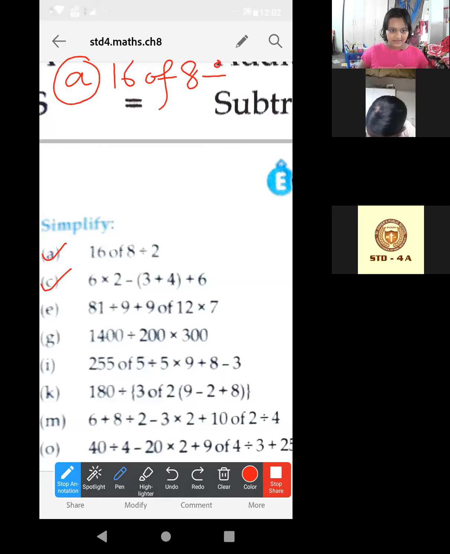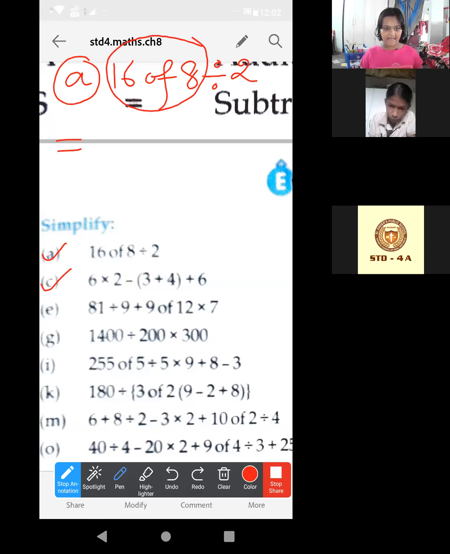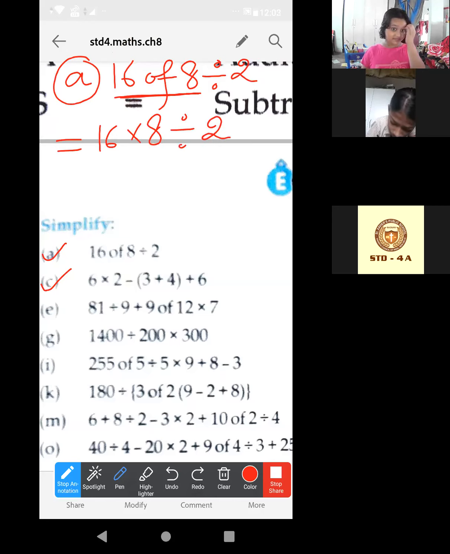16 of 8, divided by 2. So first we'll do the division or the 'of'. No, ma'am, 'of'. So 16 into 8. No, first we have to do this one. 16 of means what? 8 divided by 2. Forget about this division. First we have to calculate this 'of' part. Now got it?